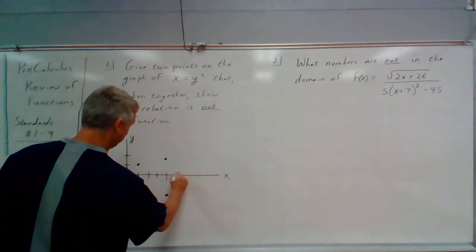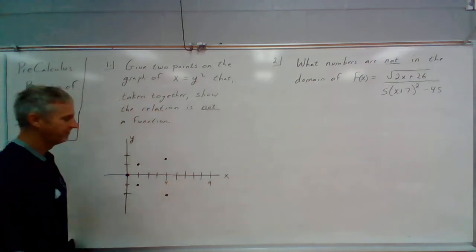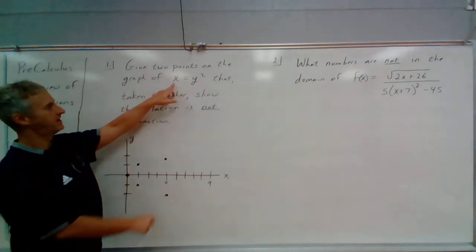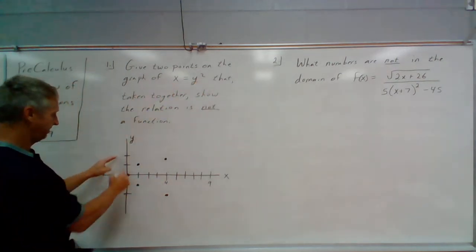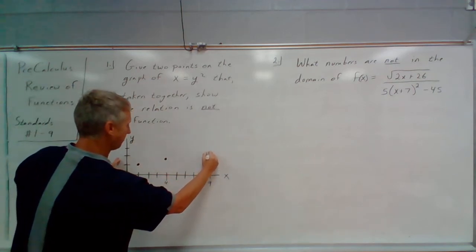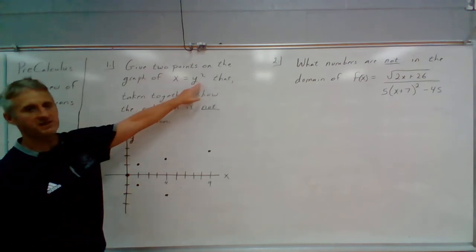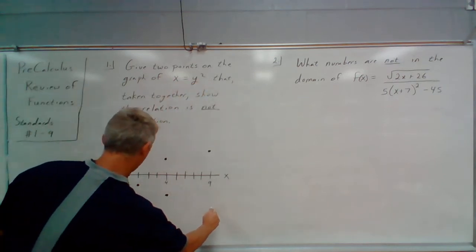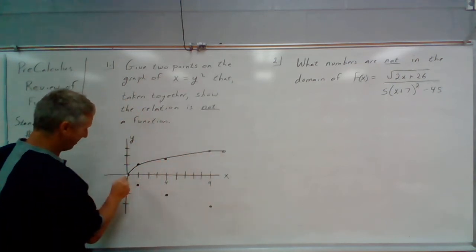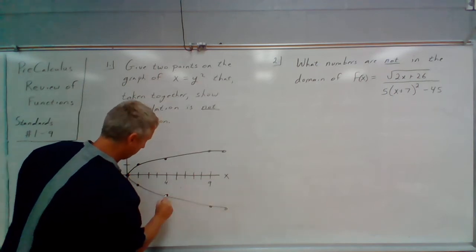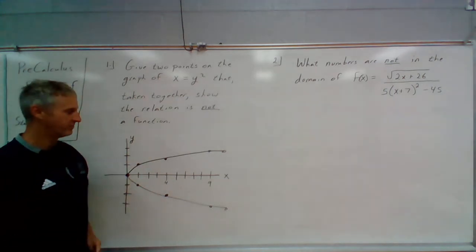What if I plugged in a 9 for my x? So if x is 9, what does y have to be? Well, y could be 3, because 3 squared is 9. But y could also be negative 3, because negative 3 squared is 9. So we see that we get this sideways parabola. And clearly that fails the vertical line test at an infinite number of points.